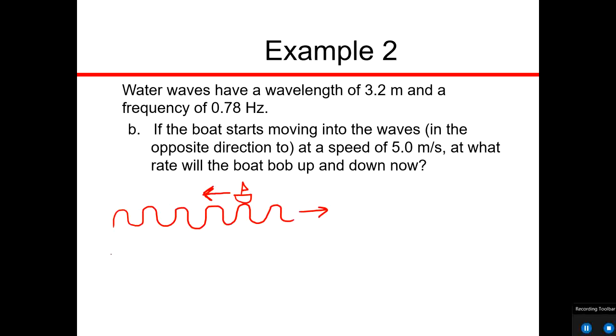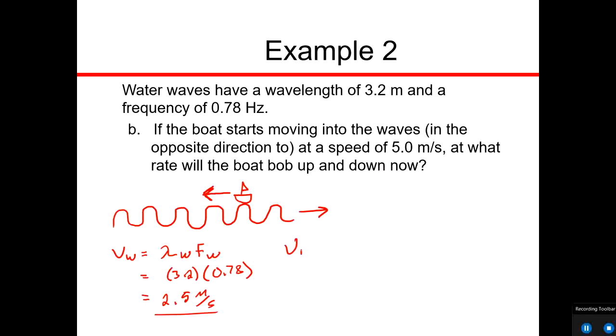So let's start by getting the velocity of the water. Since we have all that information, that's going to be equal to the wavelength of the water times the frequency of the water, which is 3.2 times 0.78. That gives us a wave velocity of 2.5 meters per second. So again, that's how fast the water would be hitting the boat if the boat wasn't moving. But since the boat is moving into the waves, it's going to be hitting at a faster rate.